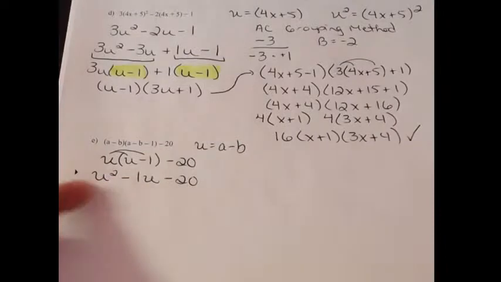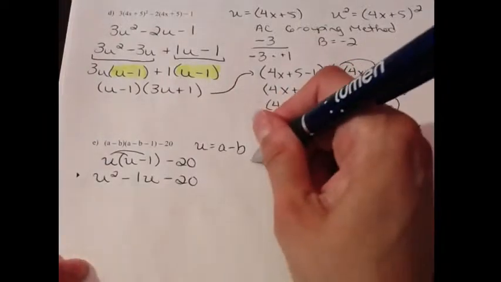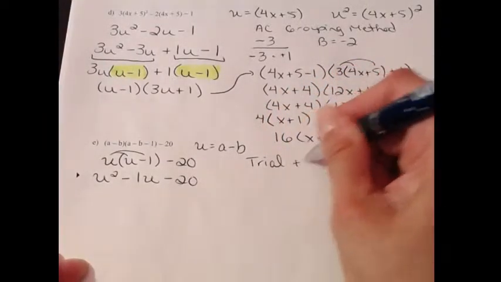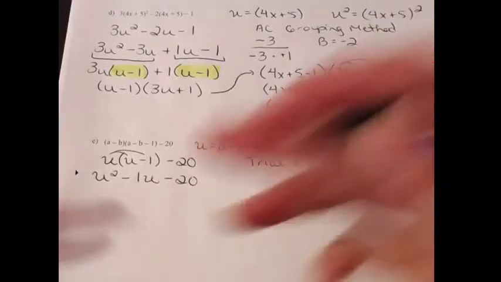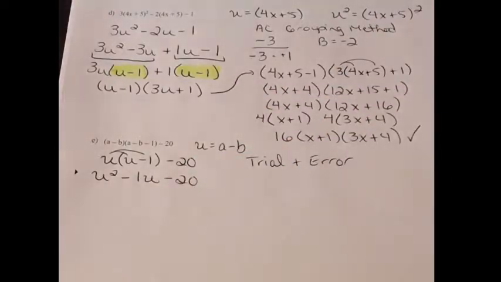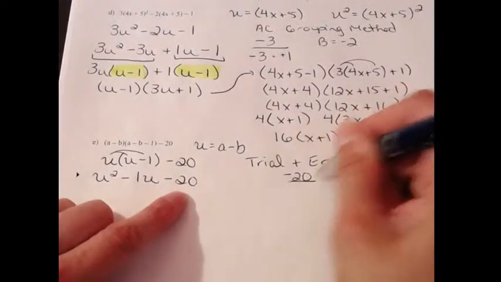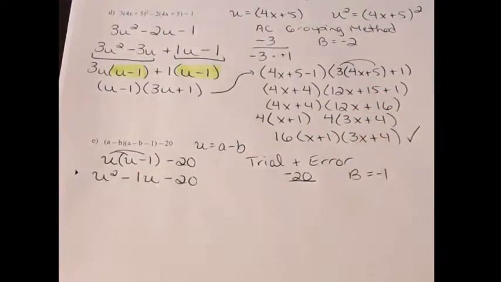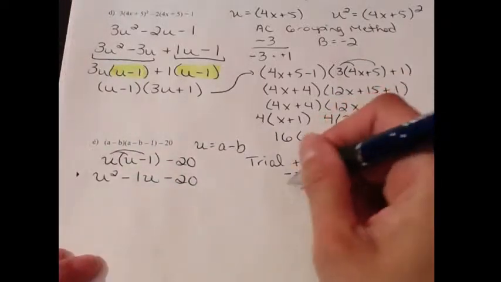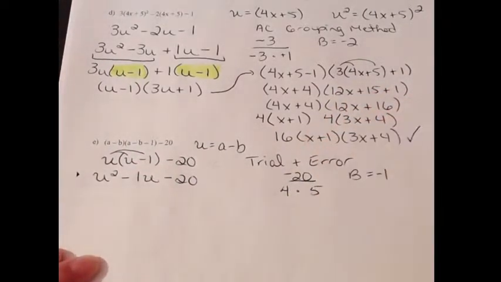Aha! Now I have a trinomial. Leading coefficient is equal to 1. Okay, cool. Let's try to use trial and error. I like to use trial and error when my leading coefficient is equal to 1. I use AC grouping when my leading coefficient is greater than 1. So with trial and error, I need to find factors of negative 20 that combine to give me a negative 1. Okay, 1 times 20, 2 times 10, 4 times 5. Aha. Okay, so we've got 4 times 5.